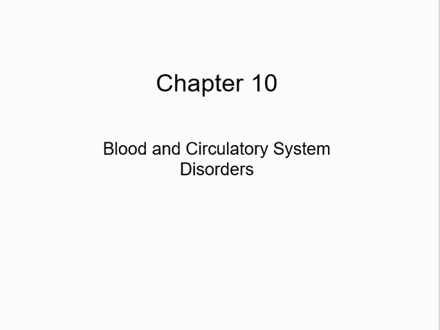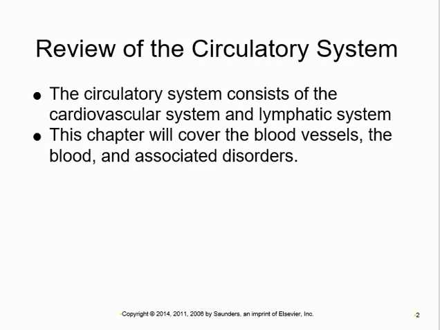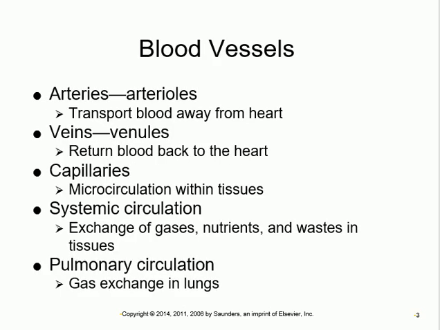Blood and circulatory system disorders. And this is just an introduction. The cardiovascular system and the lymphatic system, heart and blood vessels and so on. This is, generally speaking, what are the types of blood vessels? We have arteries, veins, capillaries. We have systemic circulation and pulmonary circulation.